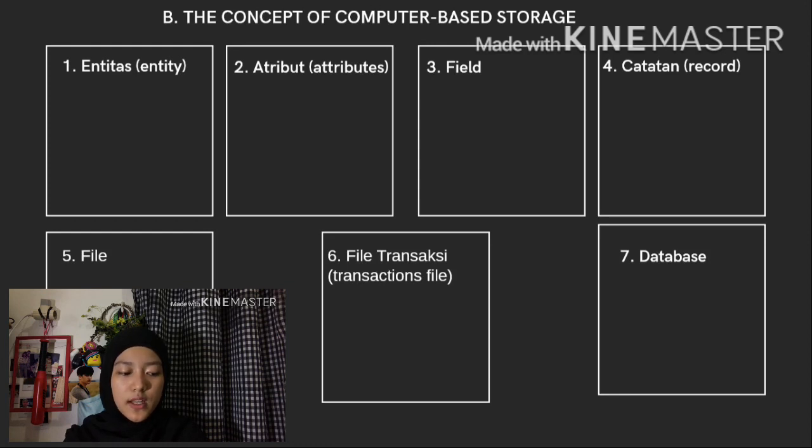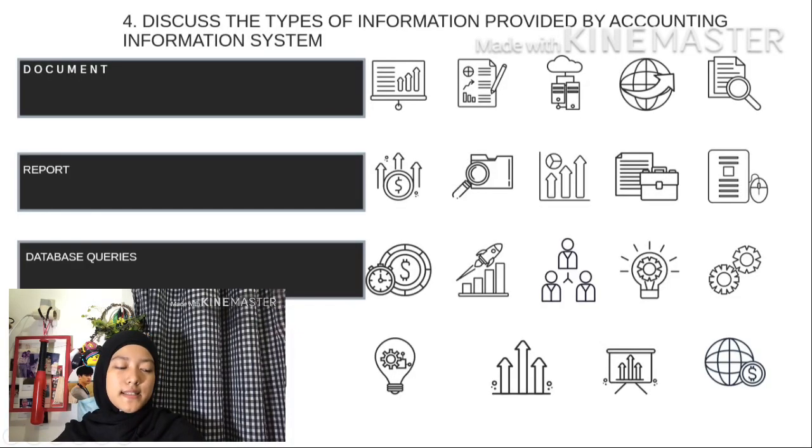Master file is such as the general ledger in the accounting information system, storing cumulative information about the organization. Sixth, transaction file. Transaction file contains records of business transactions that occur during a certain period of time. Seven is database. It's a set of files that are interrelated and centrally coordinated.